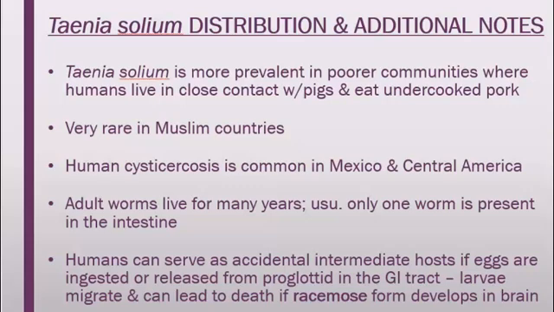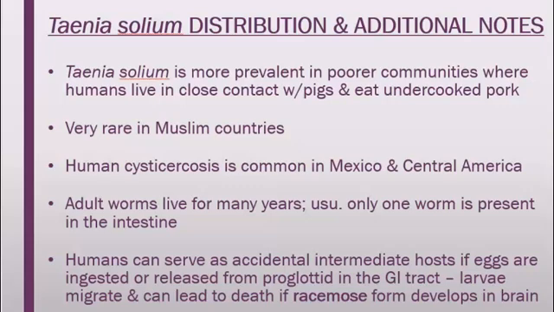Some additional notes for T. solium. It is more prevalent in poorer communities where humans have closer contact with pigs or eat undercooked pork. T. solium is usually very rare in Muslim countries. Why? That's because they usually do not eat pork for religious reasons. But human cysticercosis is common in areas like Mexico and Central America. Adult worms can live for many years. Usually only one worm is present in the intestine at a time.